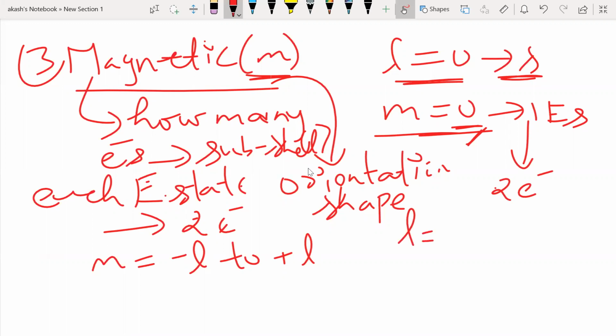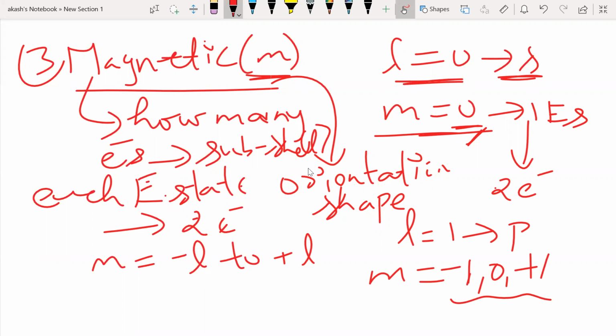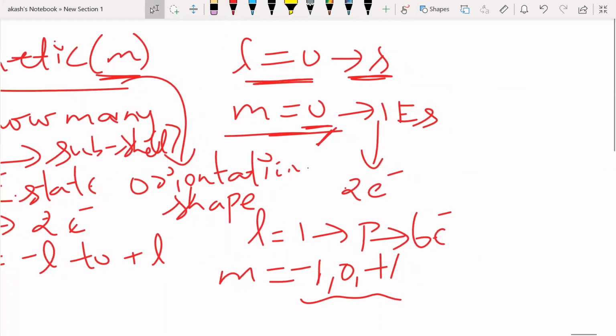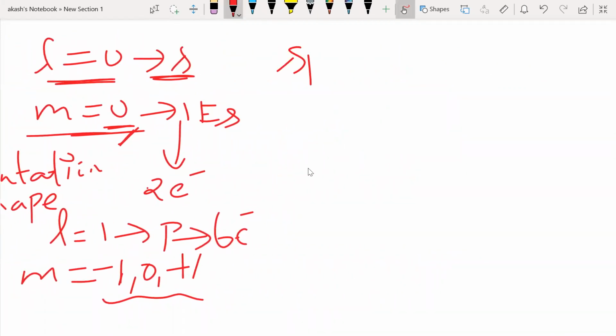Same way when I go for L is equal to 1, corresponding to p orbital, I can have -1, 0, +1. So you see there are 3 possible values for the p orbitals. 3 energy states are possible. So one energy state 2 electrons, that means p orbital can have a maximum of 6 electrons. If you calculate for d, you will see that the maximum number of electrons possible is 10. For f it is 14, and so on and so forth. Okay, the last one, which is not part of the Schrodinger's equation but was later found out, was the spin quantum number.